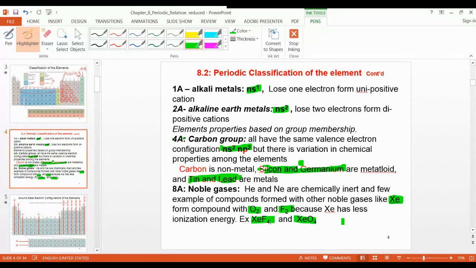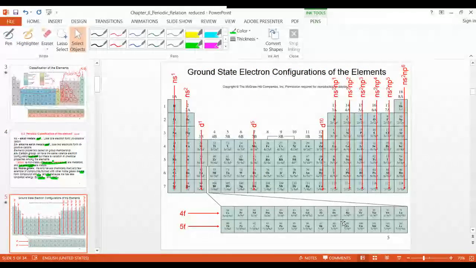So you should write the note, please. Any question now? So only xenon? Only xenon. Okay. So this is all about it. I already explained the general formulas: ns1, ns2, ns2 np1, ns2 np2. The p orbital starts there, and the d orbital starts from d1 to d10. All right.